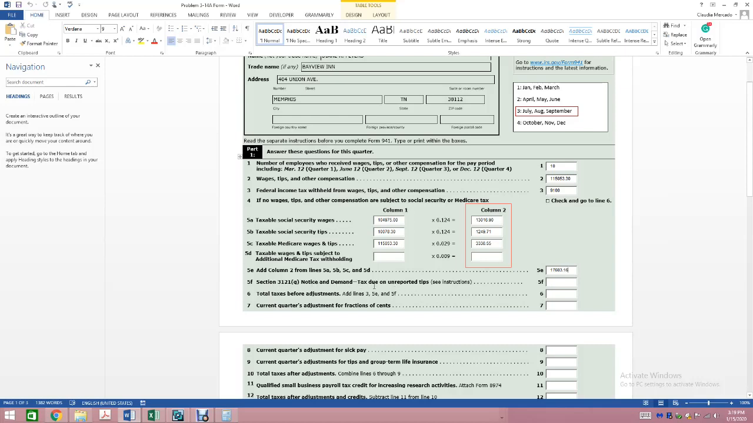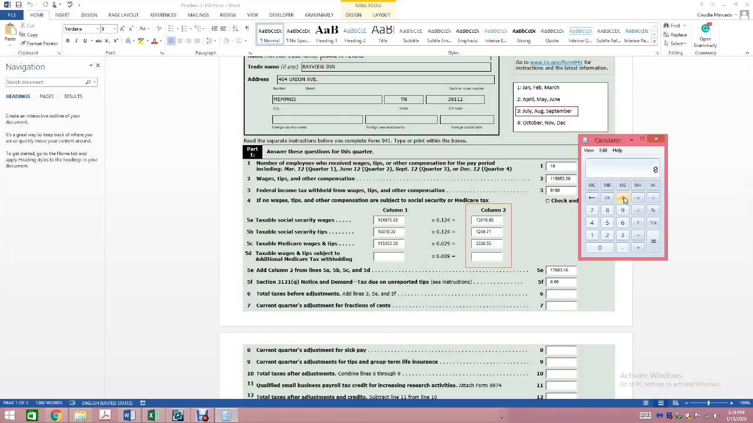Notice and demand, tax due and unreported tips. We didn't have any unreported tips specified. Total taxes before adjustments. We're going to add lines 3, 5E, and 5F. That's what it's telling us to do, okay? The form tells you what to do.